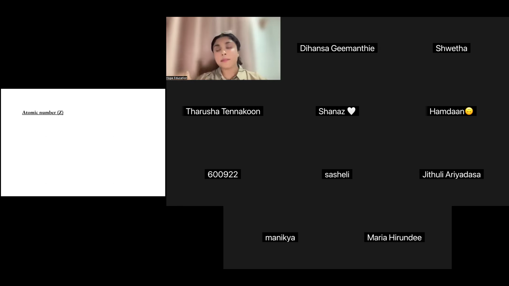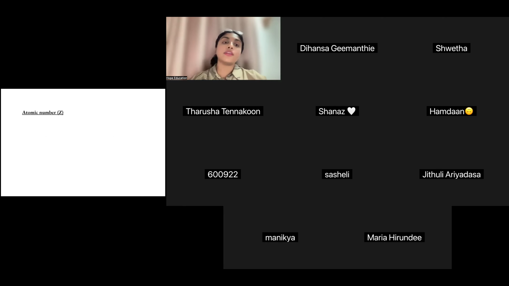If you take calcium, its atomic number is 20. No other element will ever have the atomic number of 20, therefore only calcium has it. Just like that, all elements have a unique number called the atomic number. It's unique to them, right? So how is this atomic number formed?